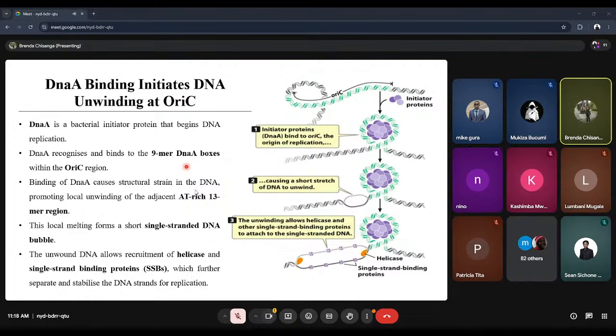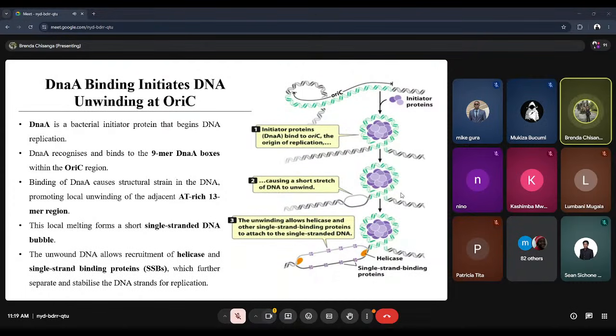I'll explain what DnaA is, but first it's important for us to understand that that region has segments that are referred to as DnaA boxes. That DnaA box is just a name given to the 9-mer. So each one of those boxes is a DnaA box. Now, what does the DnaA box in the 9-mer do? It allows for the binding of DnaA, which is just a protein found in bacteria and is referred to as the initiator protein.